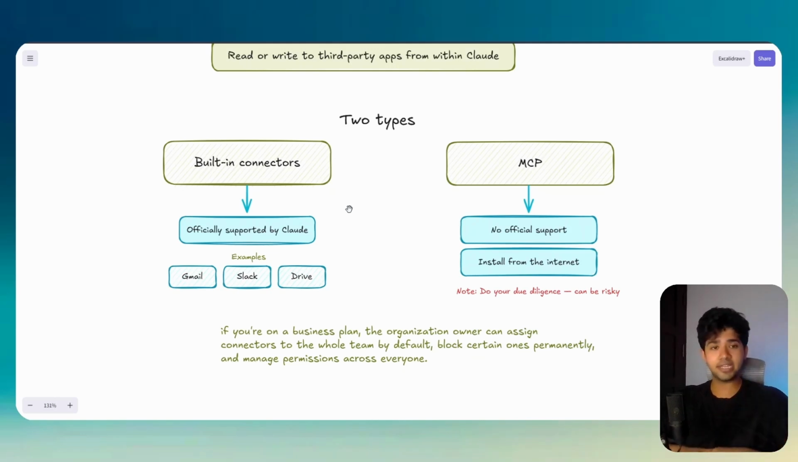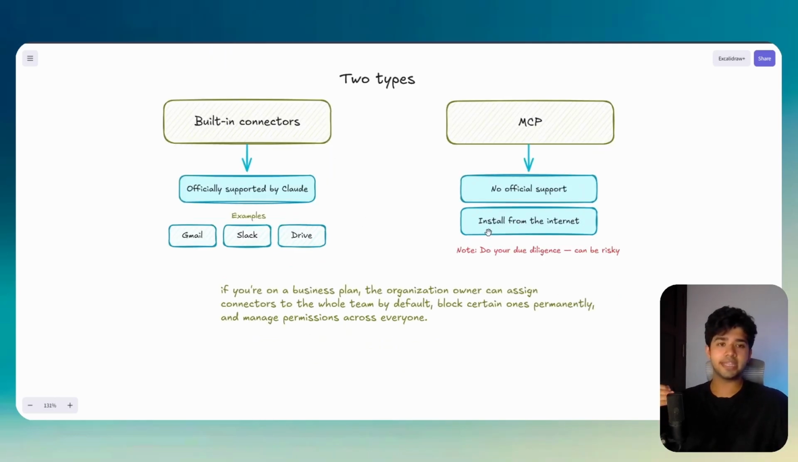So Claude has reviewed it and approved it, and you can install it directly within the Claude interface. So Gmail, Slack, and Drive are examples of built-in connectors. The next type is MCPs. MCPs are just connectors without official support from Claude. So you'll have to install it from the internet manually by providing a server URL. So summarizing, connectors are just MCPs that have been officially supported by Claude.